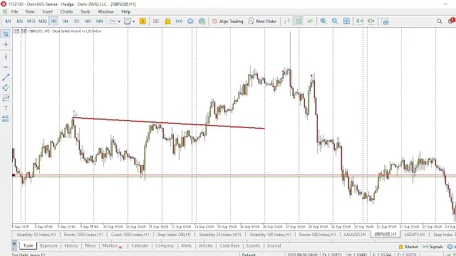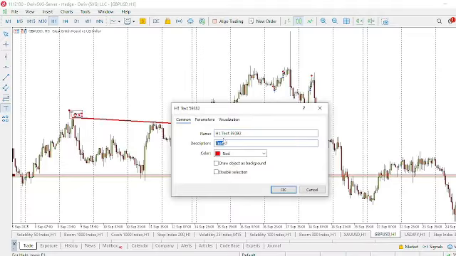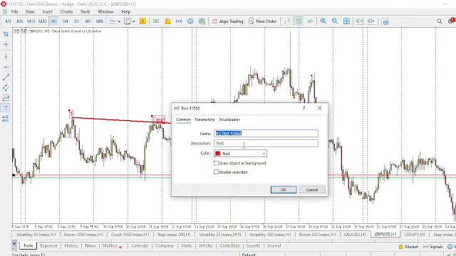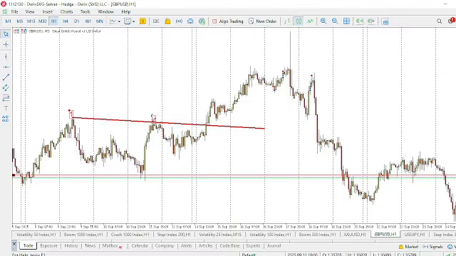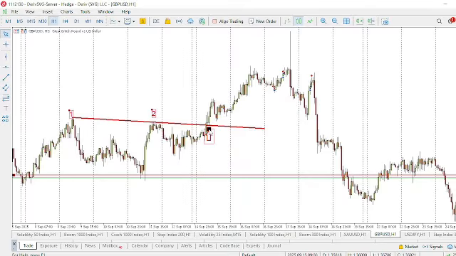You can see point 1, point 2, and then price broke to the upside, and then bang, you see point 1, then we have point 2 here, and then price broke through to the upside.